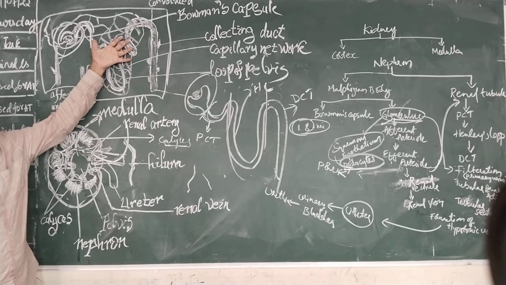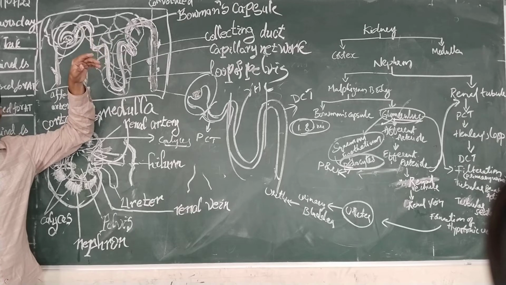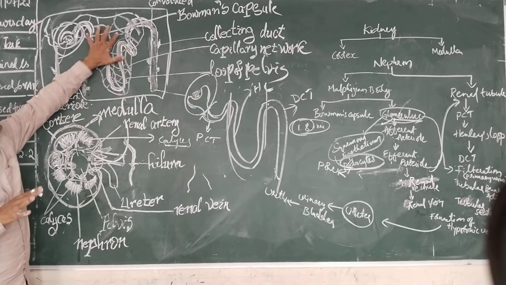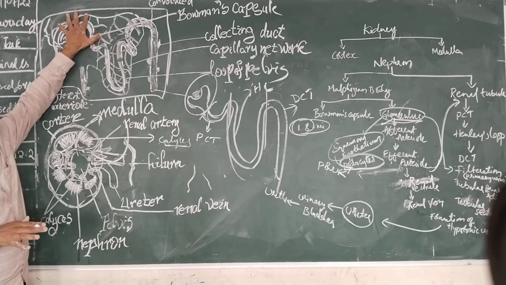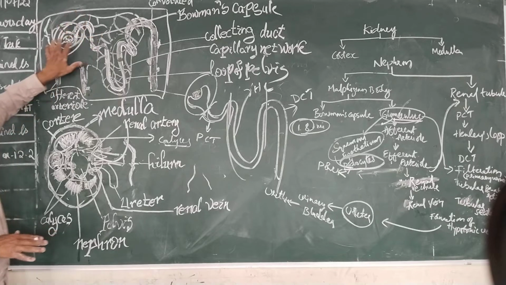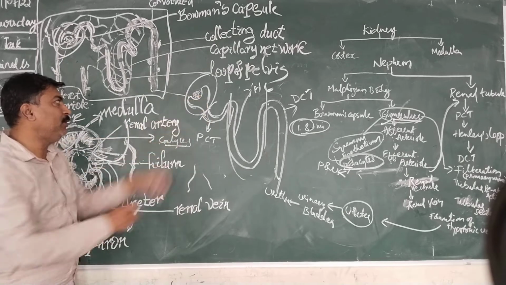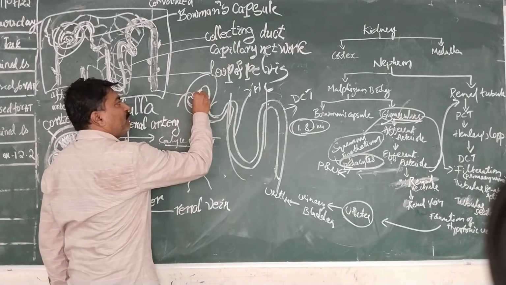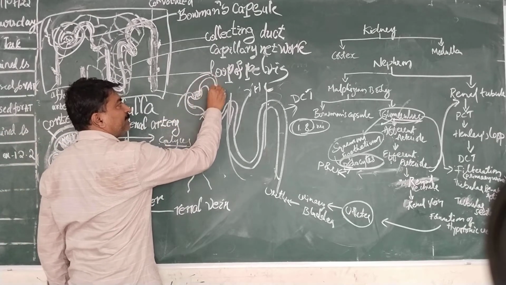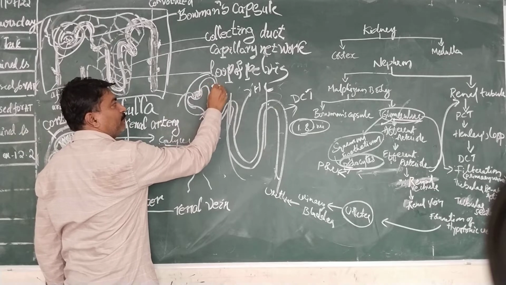Over this, the blood capillaries will be there as a net. Just like a volleyball net or a shuttlecock net, they will be arranged over this nephron. Is it clear? So the afferent arteriole will enter into the Bowman's capsule and form a network of capillaries. Then it will be leaving as the efferent arteriole.